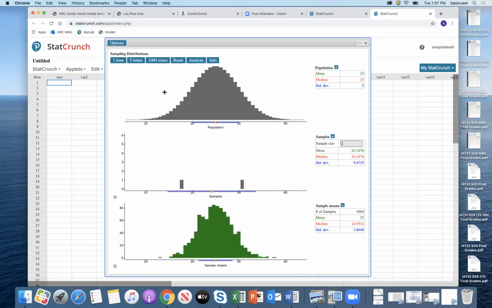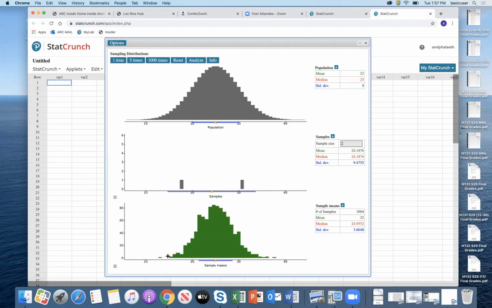And I get this. What we're interested in here is the shape of this sampling distribution, the distribution of sample means. I can see here that it looks bell-shaped as well. It's not perfect because this is a simulation, but I can definitely see a nice bell-shaped curve forming here.